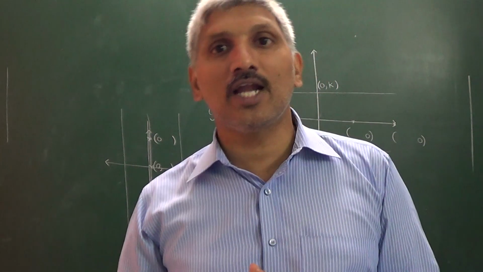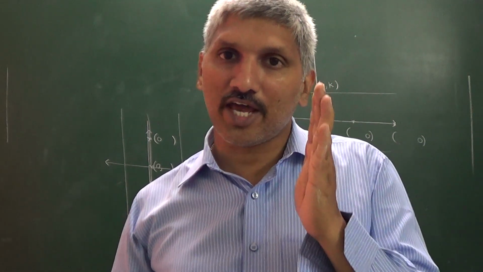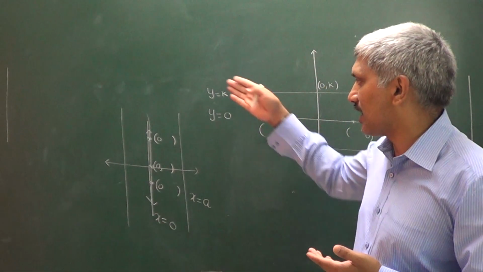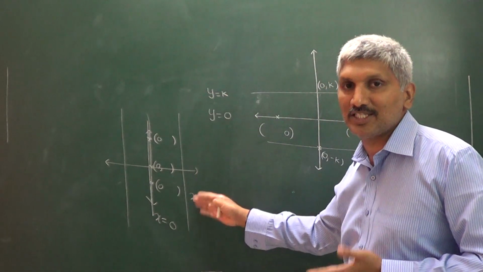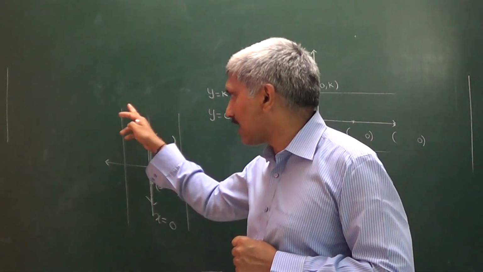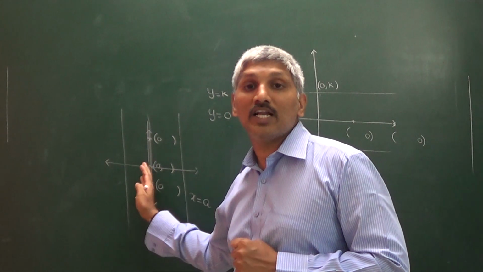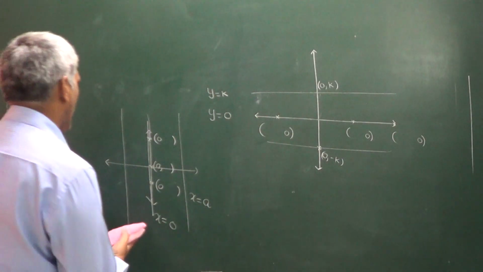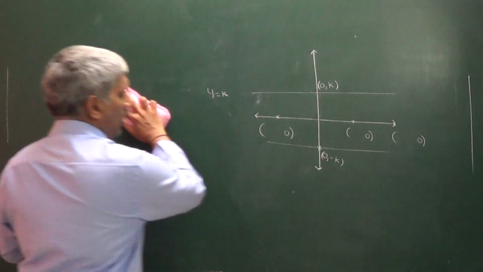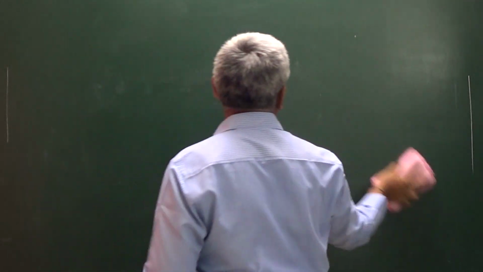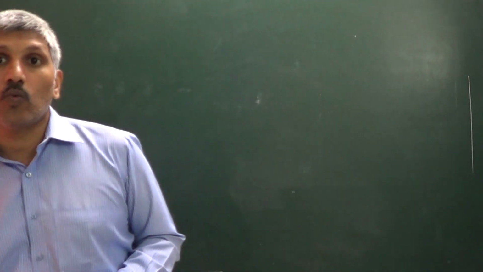Any line parallel to the y-axis is of the form x equals a. If a is positive, that means the line parallel to the y-axis is on the right side. If a is negative, the line is parallel to the y-axis but on the left side of the y-axis. That is about the equation of the x-axis and a line parallel to the x-axis, and the equation of the y-axis and a line parallel to the y-axis.